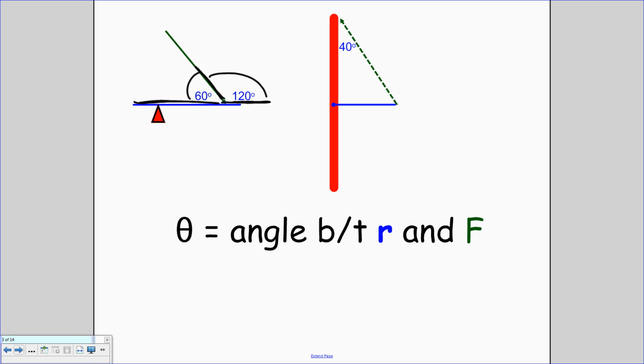Now, if we look at the one on the right, this 40 degrees is not in between the R and the F, so that's not the correct angle. We would have to say 50 degrees, and that would have to be sine of 50. You could technically also use cosine of 40, but you're probably less likely to remember to switch the sine to the cosine.